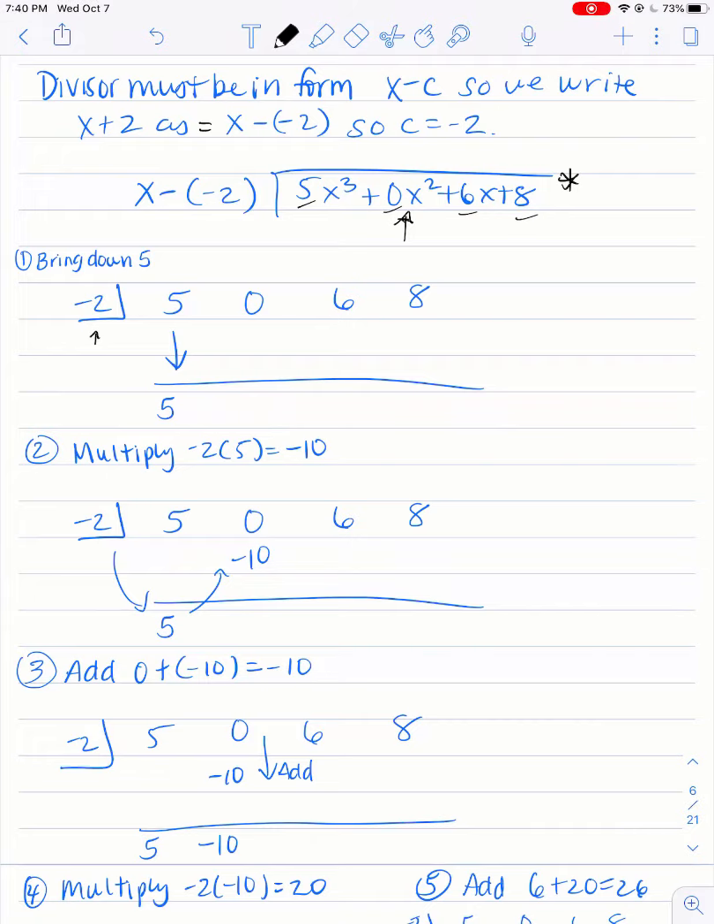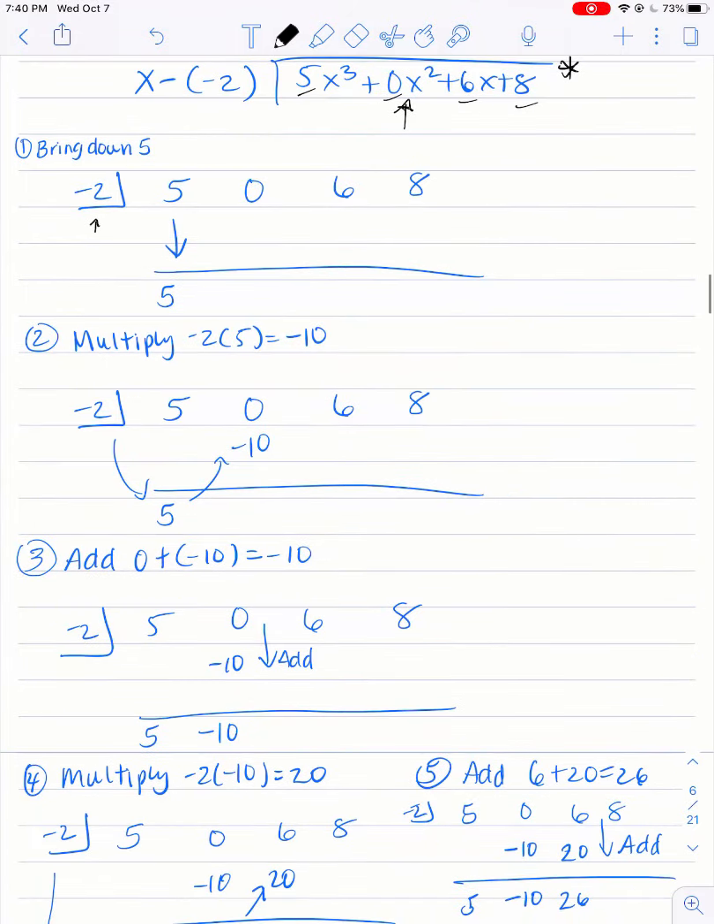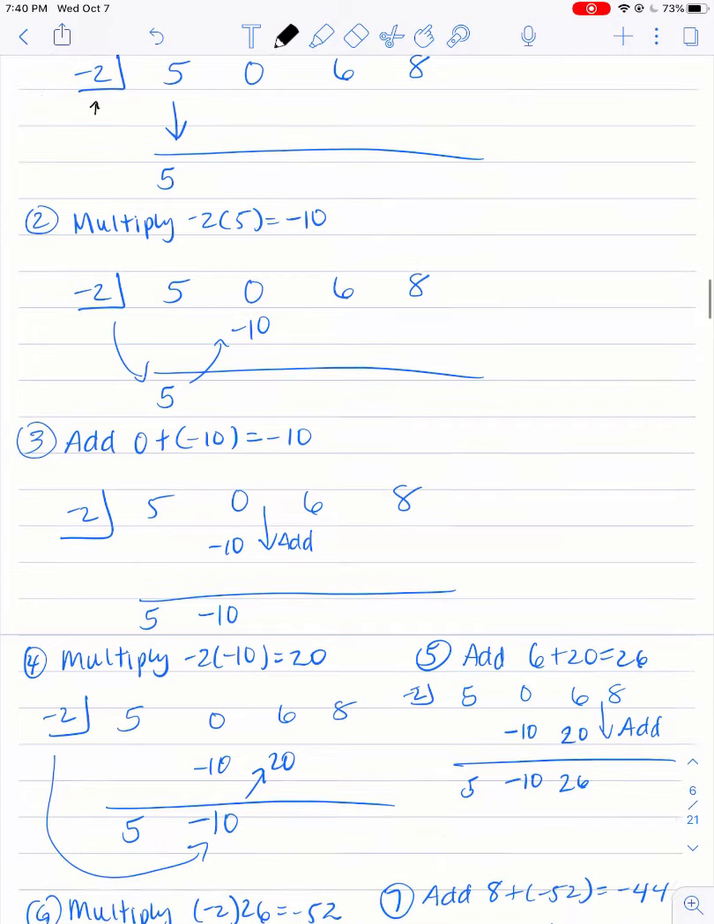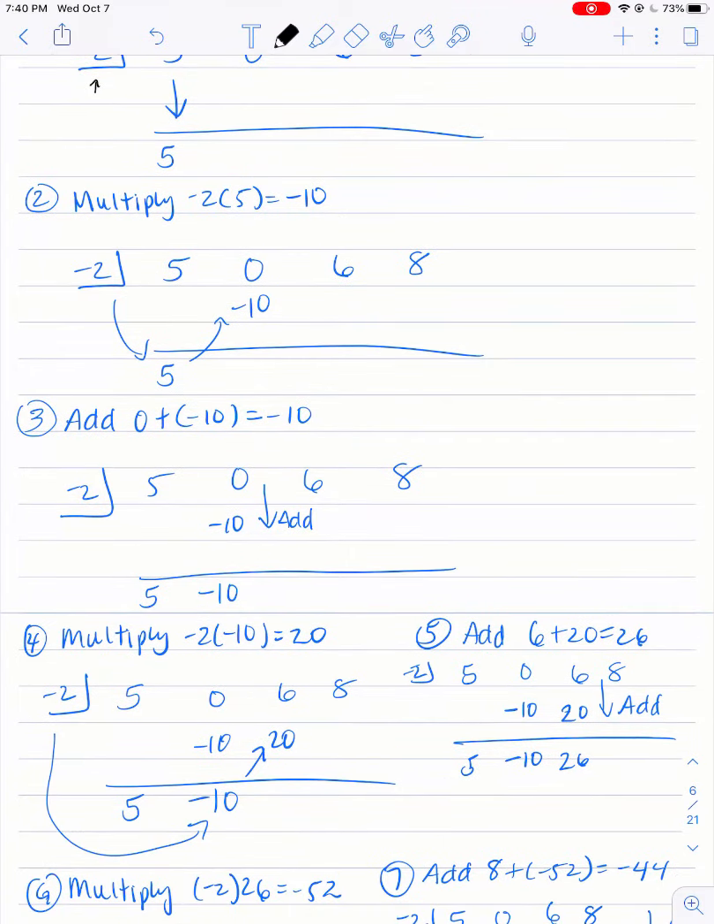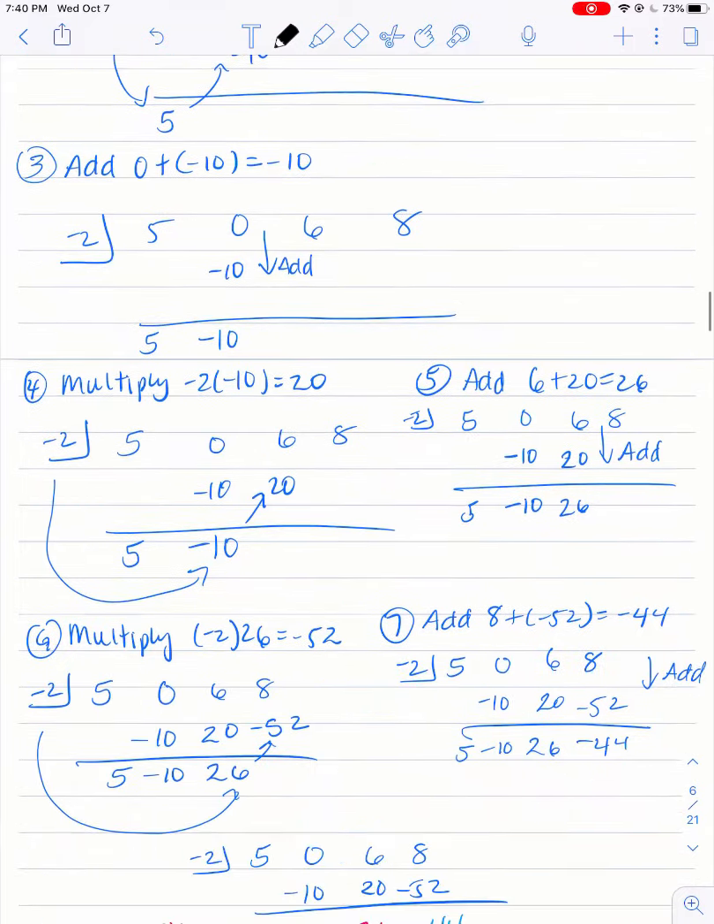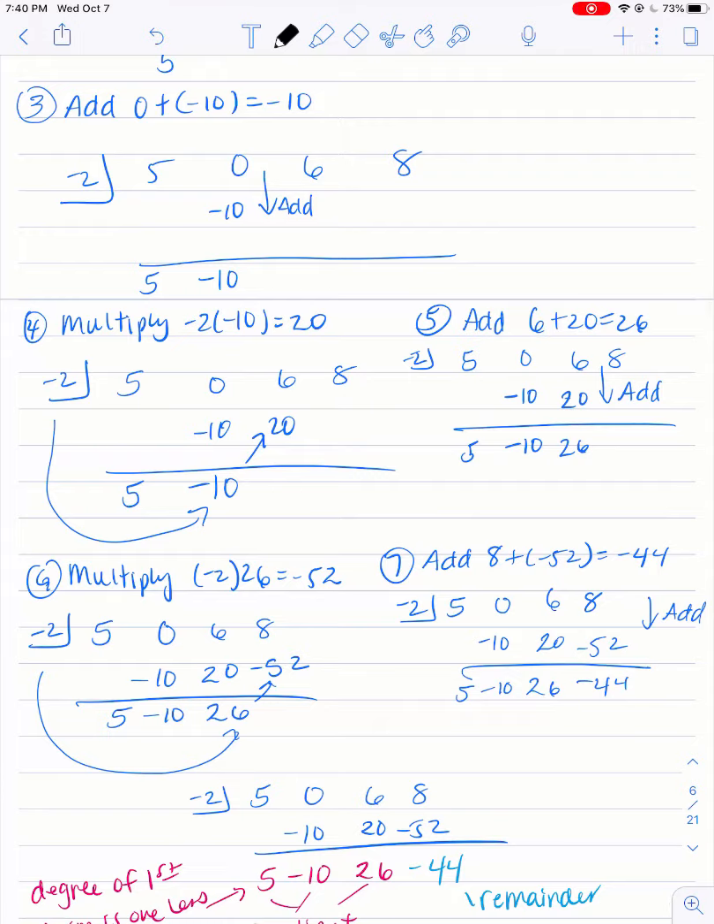And then we go ahead and bring down the 5. So then we multiply negative 2 times 5, and we get negative 10. So now we add up the values in the second column. So we're adding 0 and negative 10, and we get negative 10. Now we multiply negative 2 times negative 10, and then we get 20.